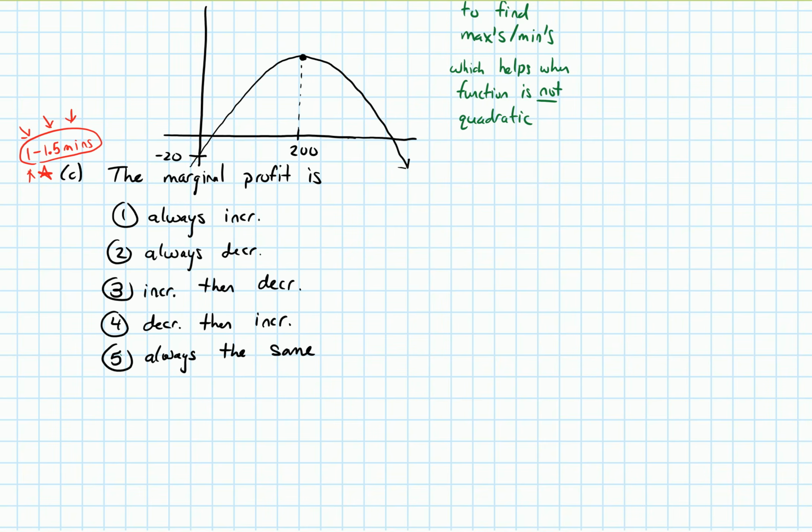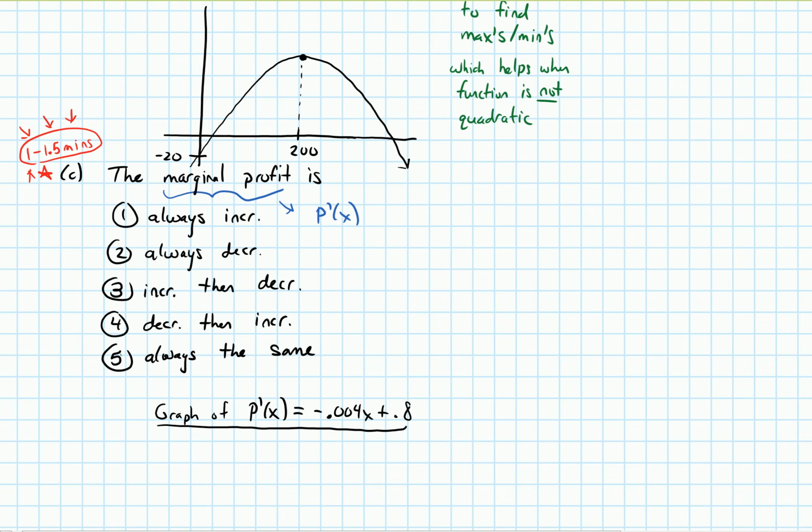So there are a couple ways we could determine this. One is using the fact that the marginal profit function is p prime of x. In this case, p prime of x is simple enough to graph. So we could look at the graph of p prime of x, which equals negative 0.004x plus 0.8. We want to know whether this function is increasing or decreasing or increasing then decreasing.